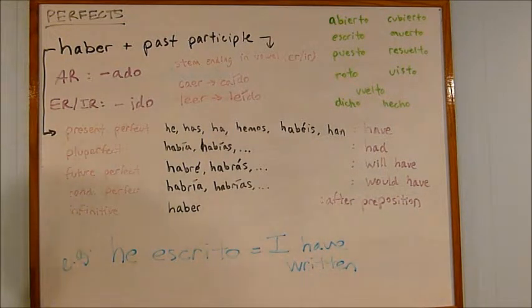If you use the pluperfect, you conjugate haber in the imperfect. So you would have había, habías, había, habíamos, habíais, habían. And that's, I had done that.